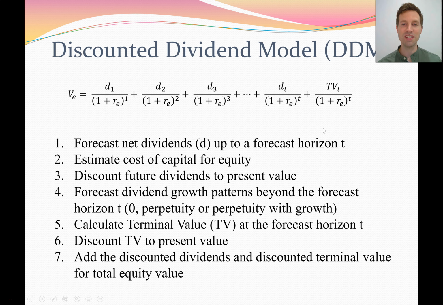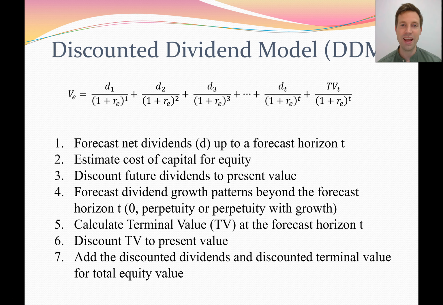So we've got these 7 steps we have to follow to value a company using the dividend discount model. First, we forecast net dividends up to a forecast horizon. In previous topics, we've learned how to do forecasting. So step 1, forecasting the dividends, we would take these dividend payments straight from our forecasting template that we've already completed. So step 1, you'll have done when you've done your forecasting. Step 2, estimate the cost of capital for equity, which is this RE term. We're going to talk about that in future topics. So we'll learn how there's different ways of estimating the cost of equity capital.